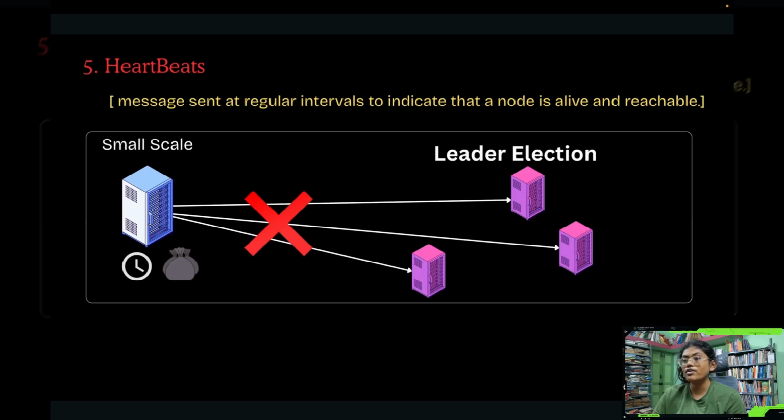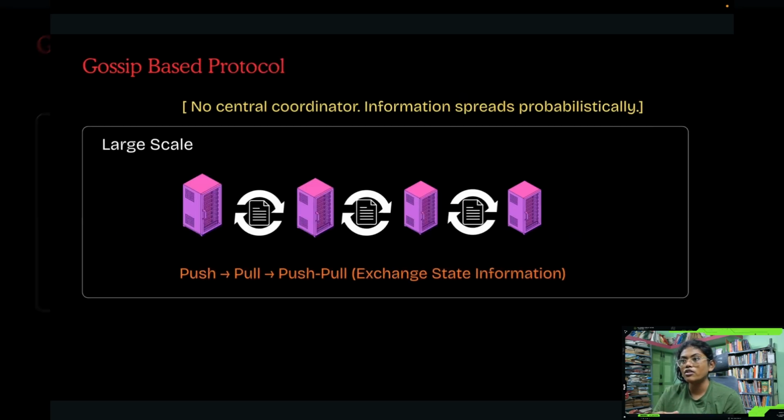So that's why we are having a concept called gossip-based protocol, which is there is no central coordination. Information spreads probabilistically. For example, if one server knows that this is the leader that we are currently following, it will send that state information as a gossip to the next server. For example, if it is on a connection with n number of servers, it will exchange the state information with those n servers. It will happen in a series of push and pull mechanism. If another server has more updated state information, it will share it with all the other servers. And in this way, all the state information will be spread across all the different servers on the network.